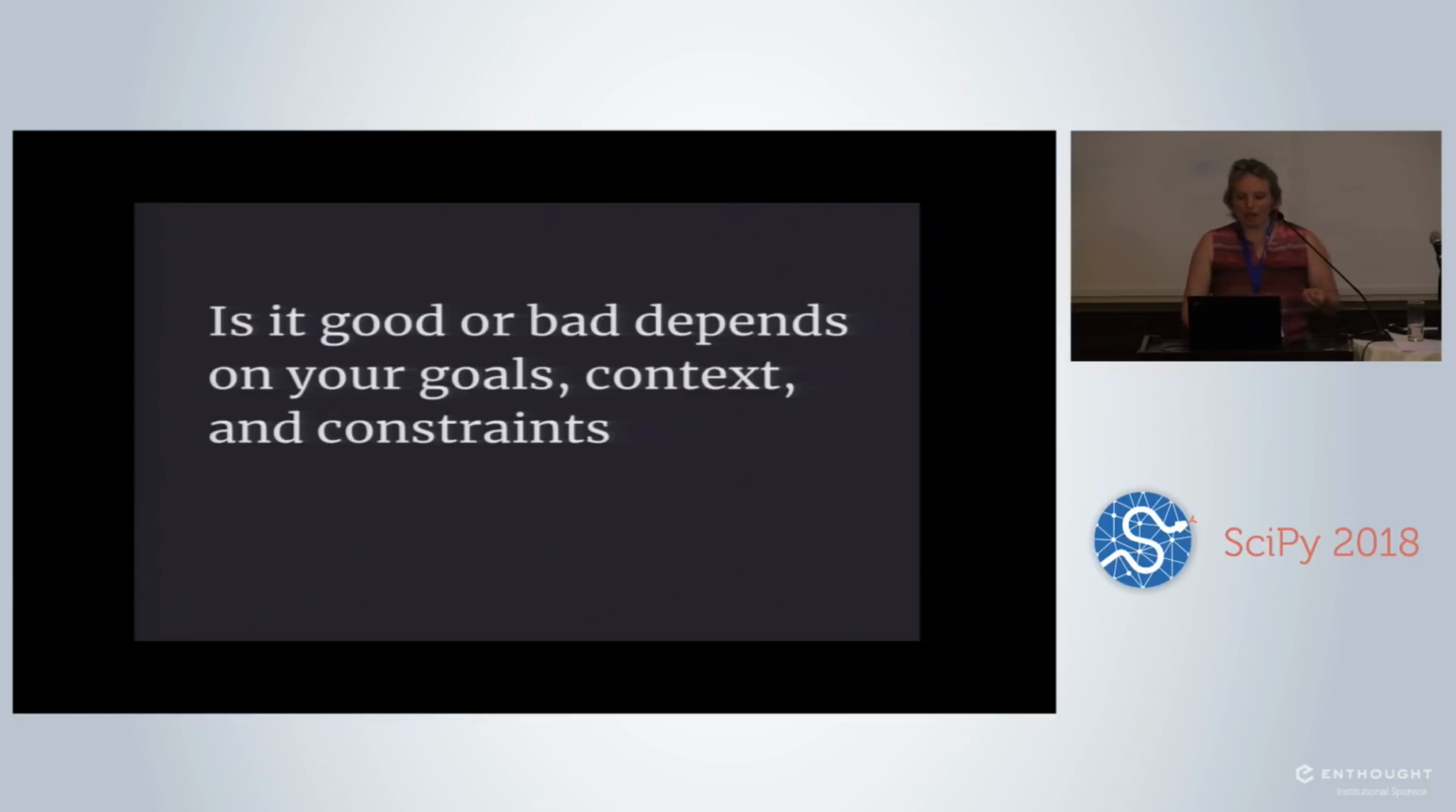So just to sum up, is it good or bad really depends on your goals, context, and constraints. And that underlies everything else we're going to talk about today. Let's now dive in. This applies for data viz, and of course it applies for engineering, machine learning, and statistics as well. And I think in statistics we know, of course, there's no best algorithm. It depends on what you're trying to do. The same thing applies for visualization. There's no best visualization. It depends on what you're trying to do.